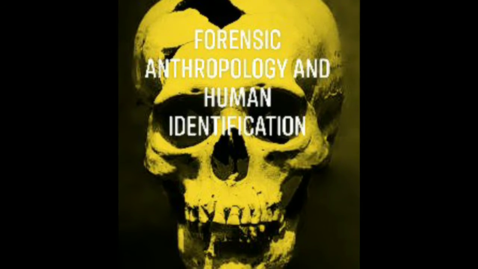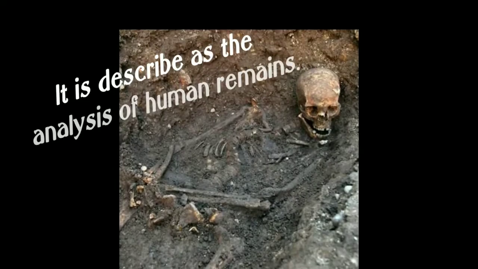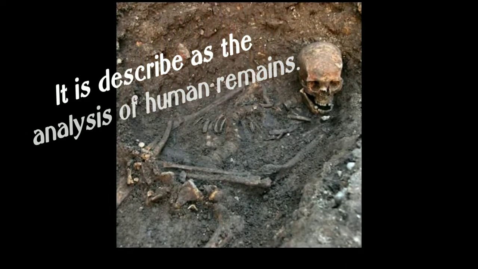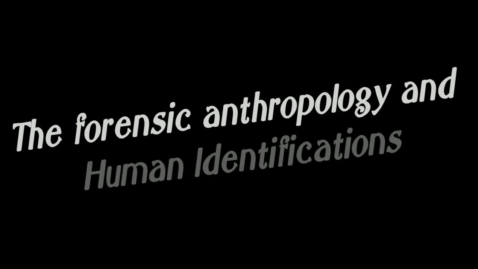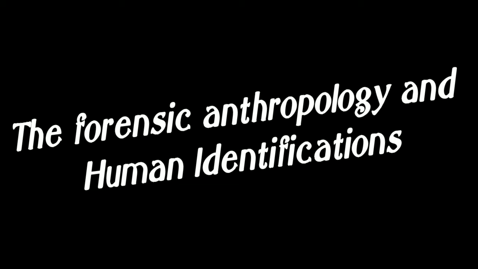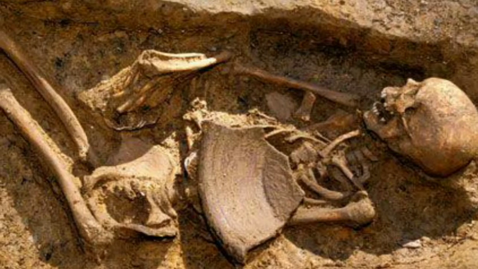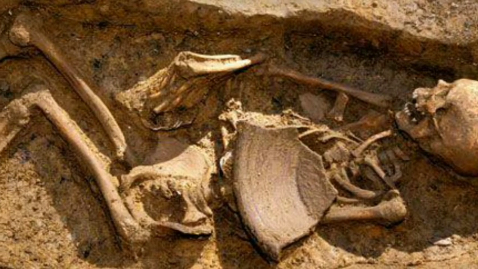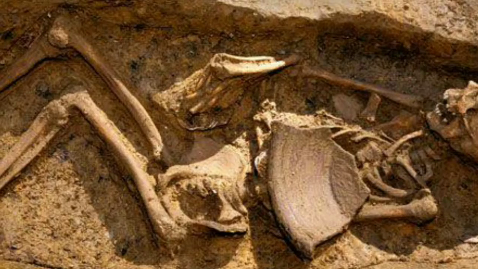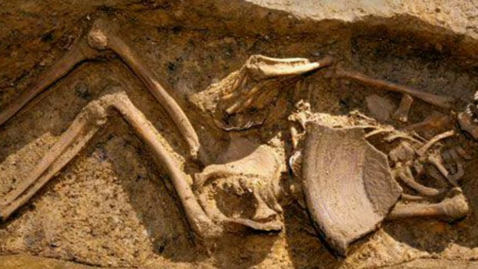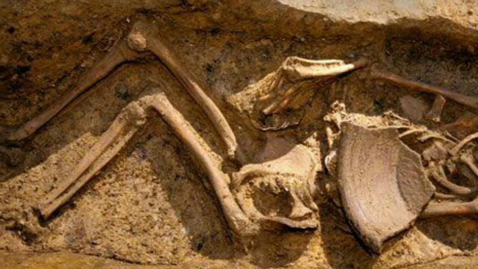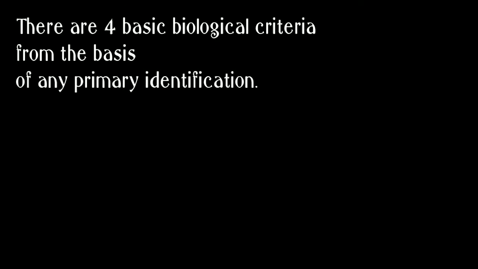Forensic anthropology is described as the analysis of human remains for the medico-legal purpose of establishing identity. So, let's go to forensic anthropology and human identification. The role of forensic anthropologists focuses on applying detailed knowledge of the development, morphology, and variation of the human body as an aid to establishing, confirming, or indeed refuting personal identification. There are four basic criteria that form the basis of any primary identification.